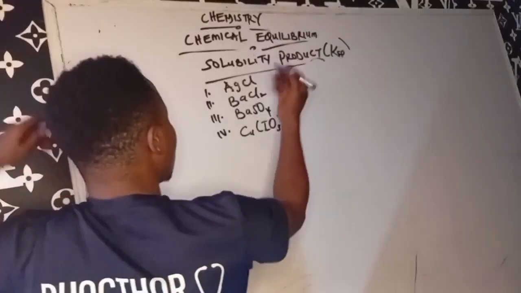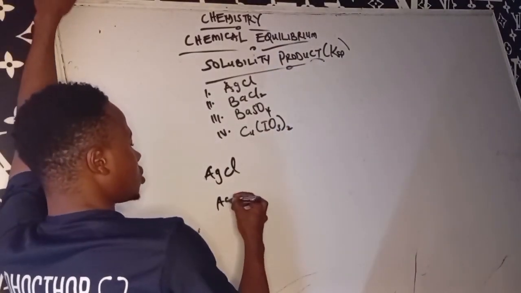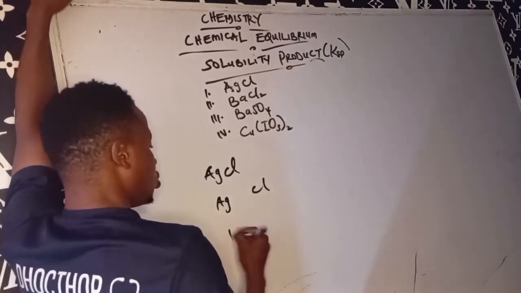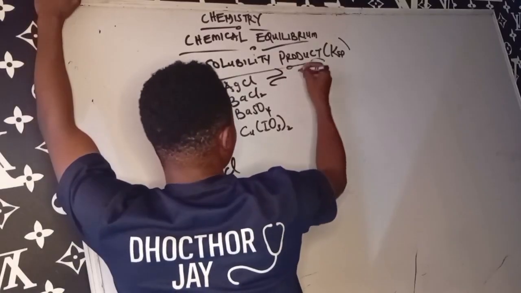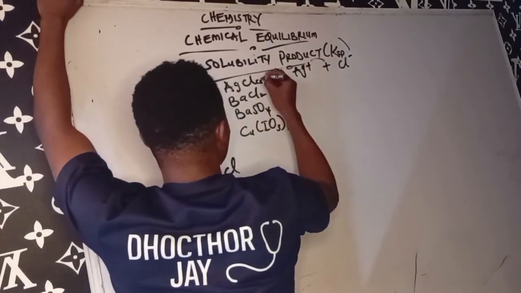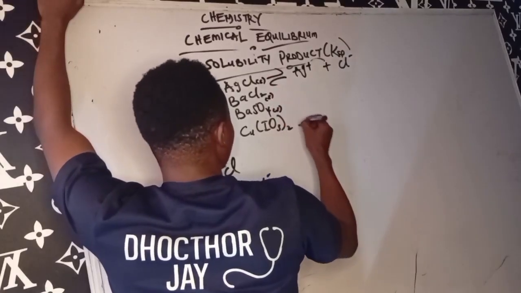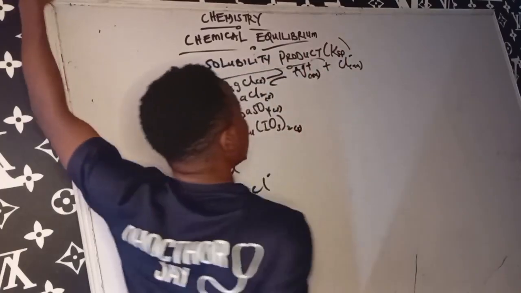And now let's learn how to ionize them. To ionize this, don't forget, let me help you out. AgCl, the subscripts are just 1, 1. That means Ag+ and Cl-. So we're going to ionize this to get Ag+ and Cl-. Don't forget, all of these are solids because they are sparingly soluble, and the ions are going to be aqueous.